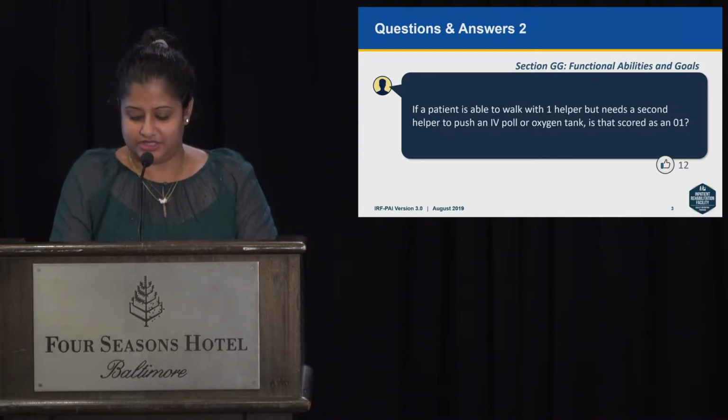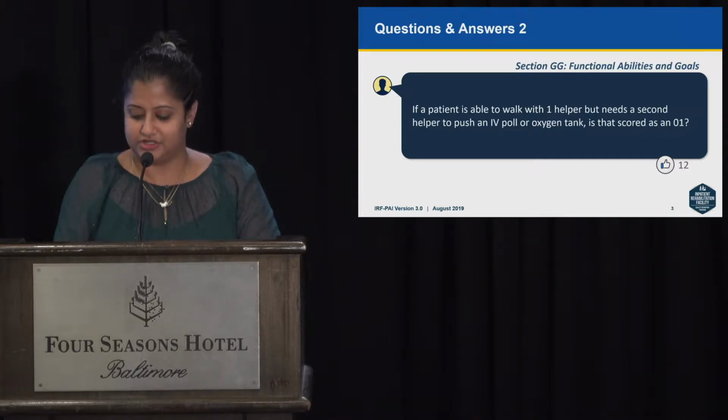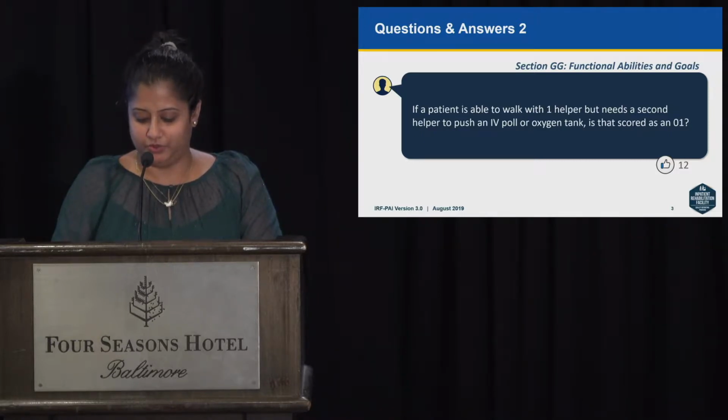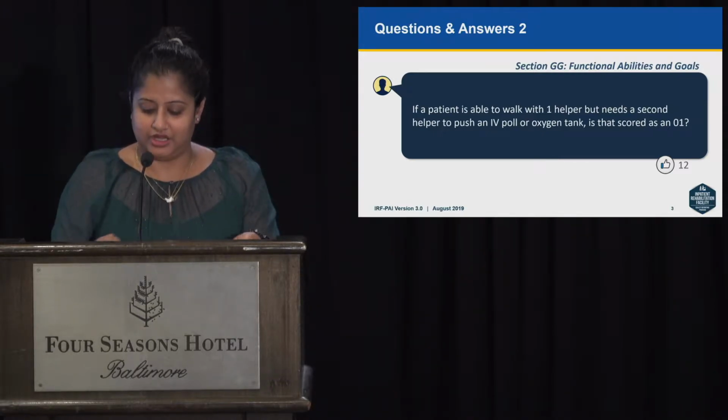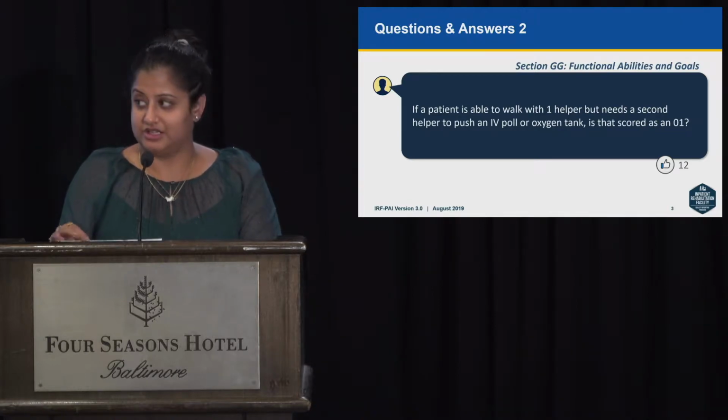Next, we have: if a patient is able to walk with one helper but needs a second helper to push an IV pole or an oxygen tank, is that scored as an O1? And the answer to this question is, when coding GG0170I, walk 10 feet, code based on the type and amount of assistance provided by the helper. In the scenario you provide, if the helper only manages the oxygen tank or the IV pole, code GG0170I, walk 10 feet as O4, supervision, touching assistance, because the helper is required to be present during the activity in order for the patient to complete the activity safely.